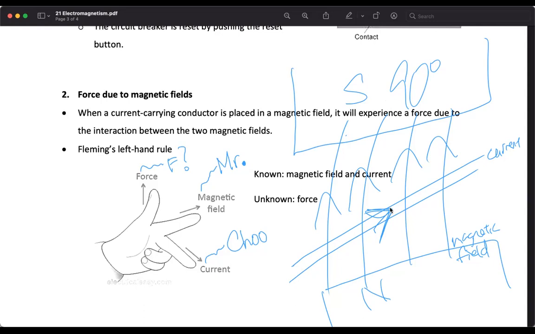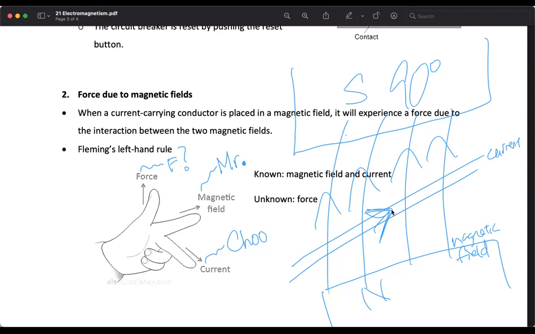Get it? And this actually is a very useful application, and therefore you can produce a thing called a motor. So I repeat, if your current is at 90 degrees to the magnetic field, it will result in a force that is 90 degrees to the direction of the current and the magnetic field. And in this case, you'll be moving out of the page towards you.